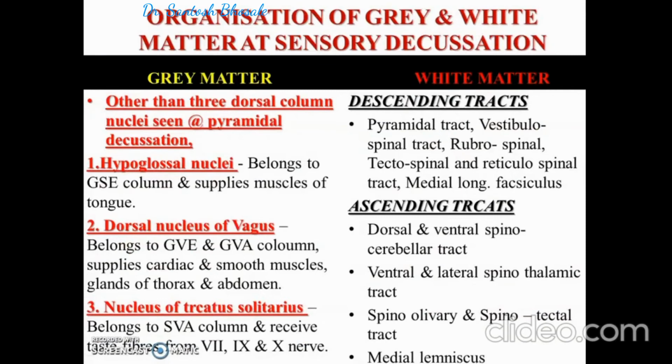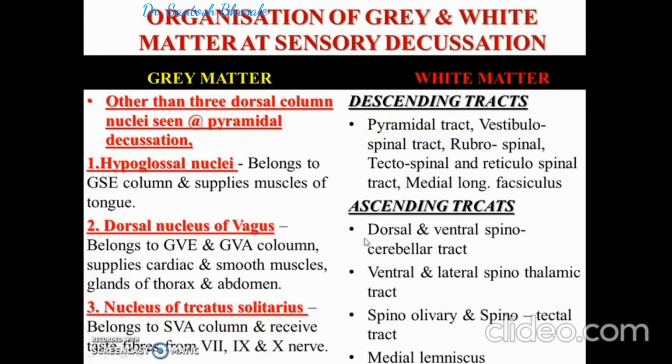Hypoglossal nucleus belongs to the general somatic efferent column and supplies the muscles of the tongue. It lies in the midline. I told you it is due to developmental background. Dorsal nucleus of vagus belongs to both the general visceral efferent and general visceral afferent column. It supplies the cardiac muscle and smooth muscles of the thorax and abdomen, and also provides parasympathetic fibers and secretomotor fibers to glands of thorax and abdomen.